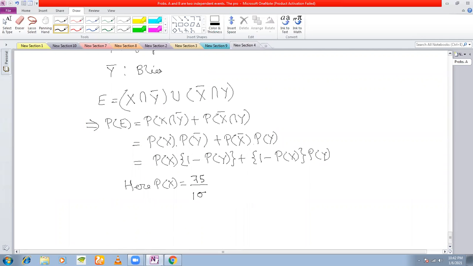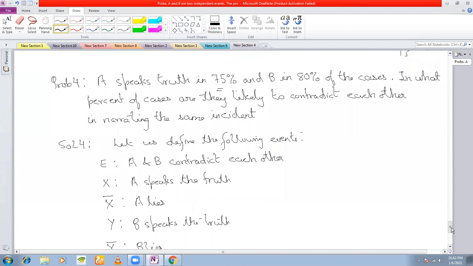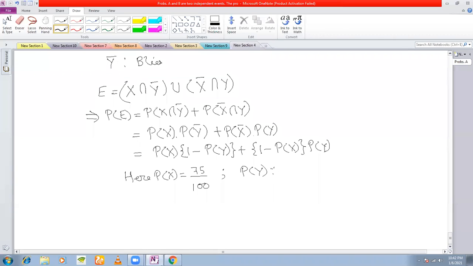P(X) is 75 by 100, right? And what is P(Y)? Y speaks the truth in how many cases? Sir, 80% of the cases, 80 by 100. Yes, sir, that's it. Just put the values now. You can cancel also: 3 by 4, and this is 4 by 5.